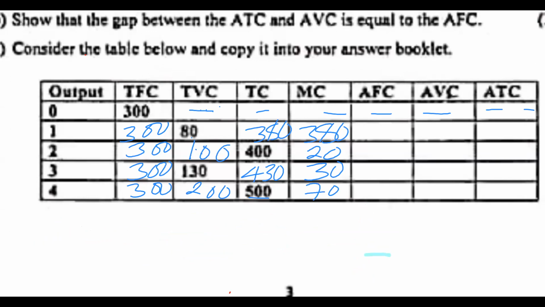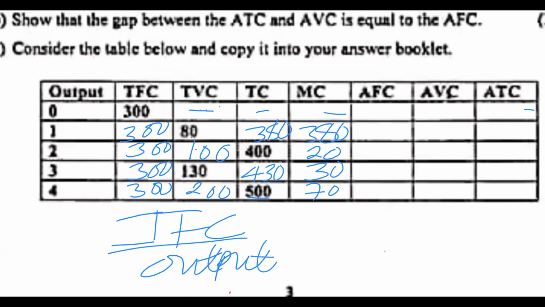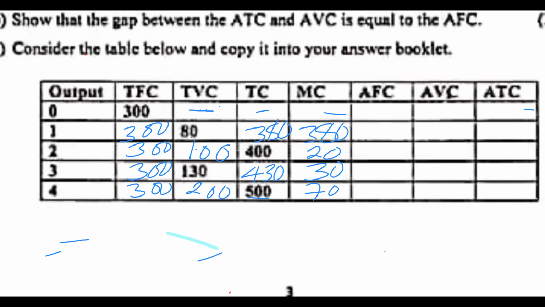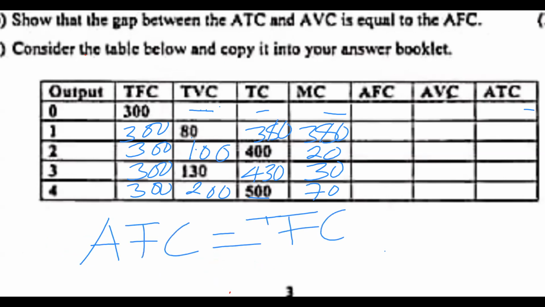You have learned the concept of marginal cost. Now we can bring you to the concept of average fixed cost. Average fixed cost simply means total fixed cost divided by output. These formulas are very, very important. Average fixed cost is equal to fixed cost divided by Q, or output. So for the second one, 300 divided by 1 is 300. And 300 divided by 2 is 150. Then 300 divided by 3 is 100. And 300 divided by 4 is what?